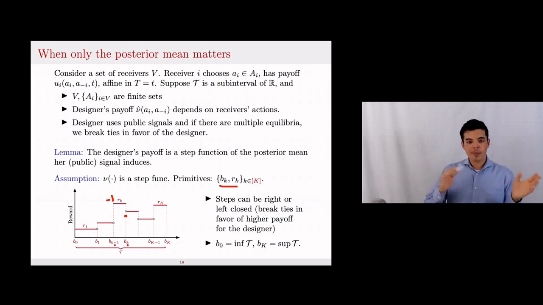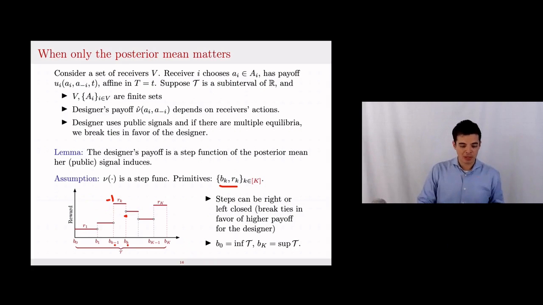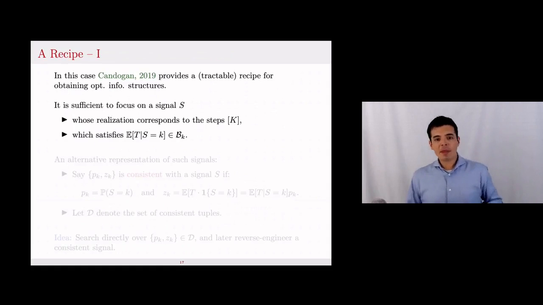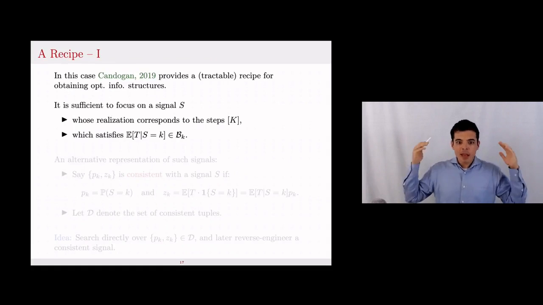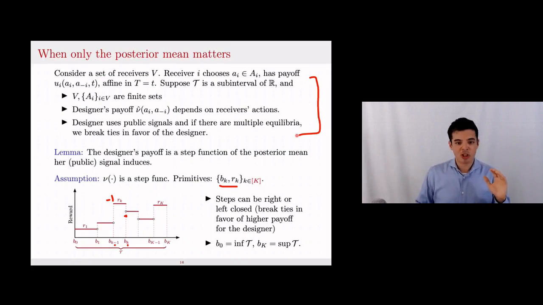In general, the steps can be left or right closed, and it depends on the tie breaking that I'm mentioning here. I won't be precise about that in this talk. Just keep in mind that some additional care may be needed at the endpoints of the steps. Now, think about the setting that I described, where the designer's payoffs can be expressed as a step function of the induced posterior mean, which captures this as a special case.